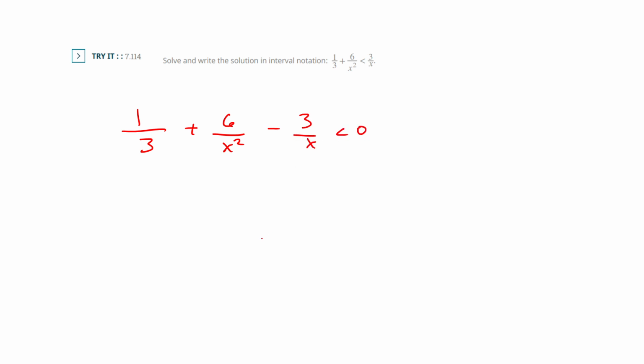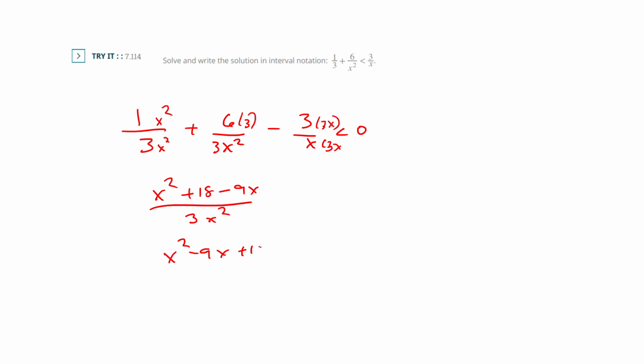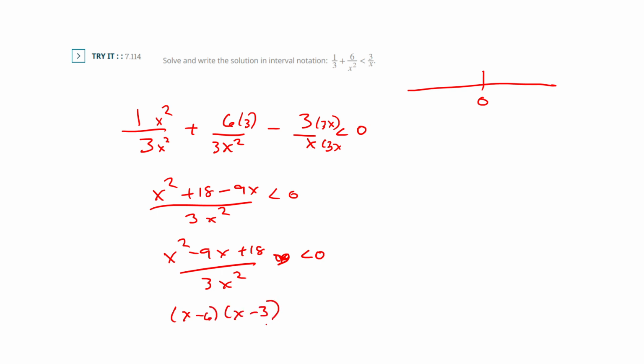Okay, set these up all over here. Now let's get a common denominator. So x squared, he needs a 3, give it to the top. He needs a 3x, give it to the top. So I've got x squared plus 18 minus 9x over 3x squared, which is the same. We're just rewriting this, 9x plus 18 over 3x squared. So all that has to be less than 0. Okay, so we have an asymptote at 0. And then if we factor this down, we would have x minus 6, x minus 3. So we also have boundaries at 3 and 6.